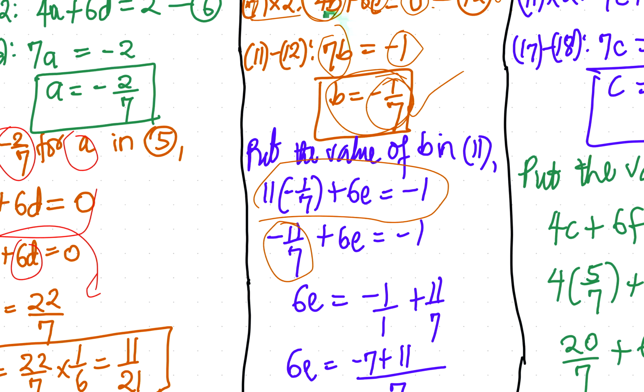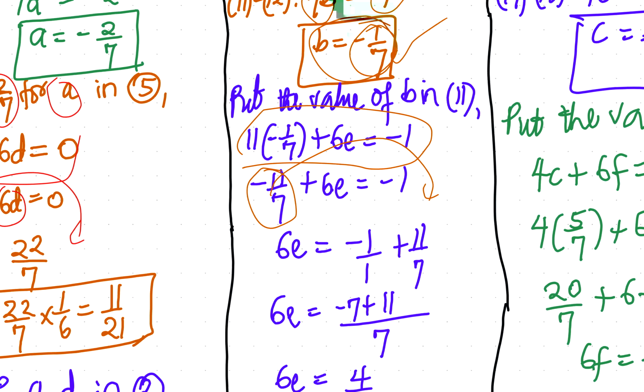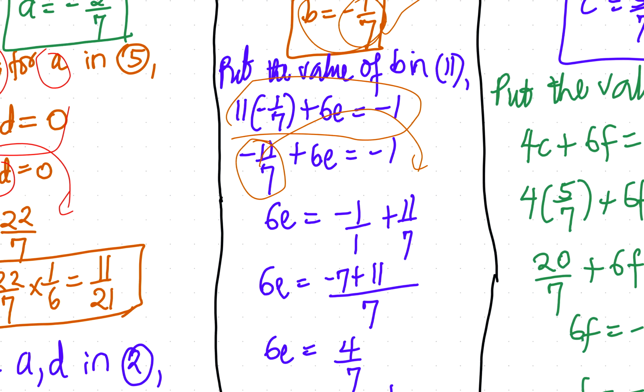So you can transfer this. So we have 6e equals minus 1 over 1 plus 11 over 7. So take the LCM of that. 1 and 7, LCM is 7. 1 is 7, 7 times minus 1, minus 7. 7 and 11, 1 times 11, 11. So minus 7 plus 11 is 4. So 6e equals 4 over 7.